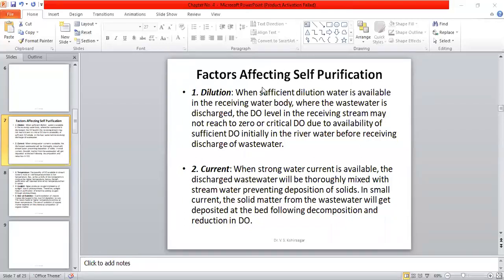In the next session I will share that file. Through that file I can explain at what quantity of receiving body, what treatment we are supposed to give, and what quantity of sewage we can mix into the particular receiving body. So in the next session, the third session of today's lecture, I will show that file.